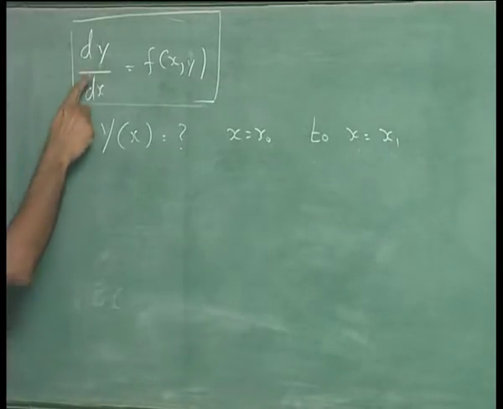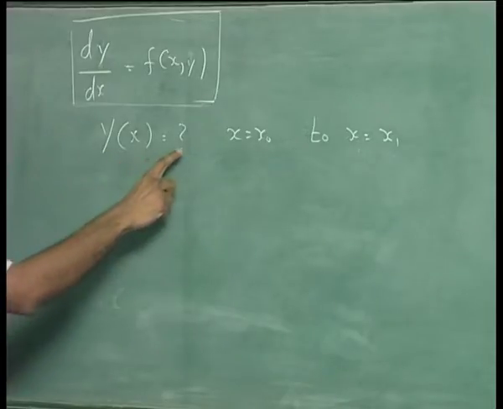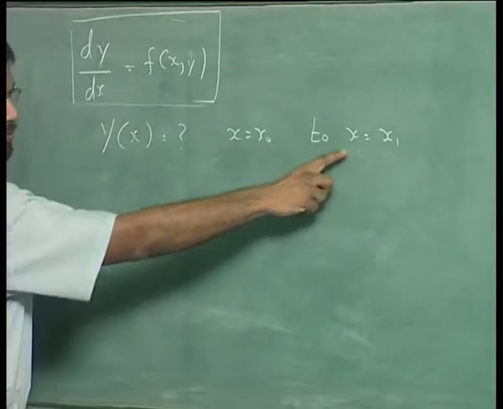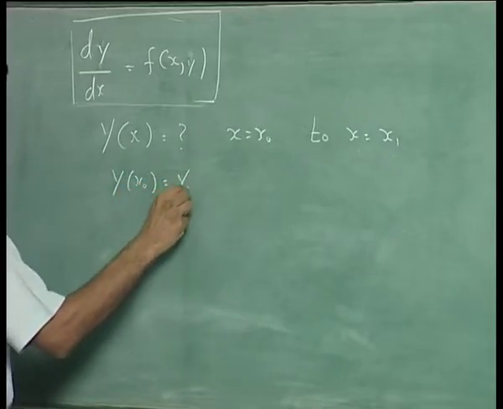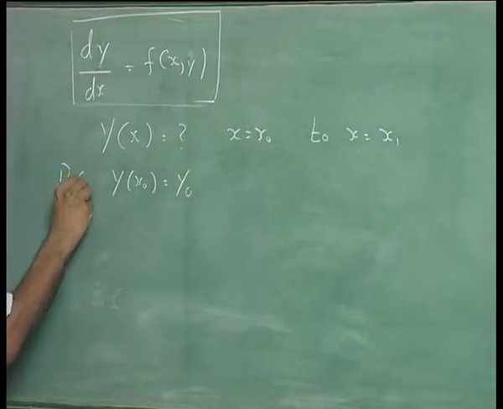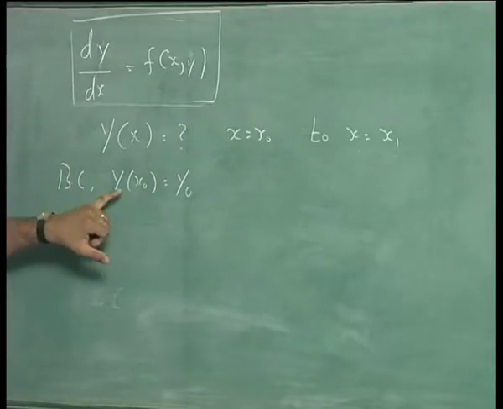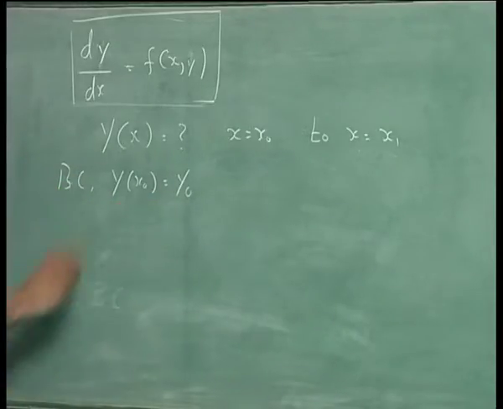So here, what we want to find is y of x at all values of x starting from x0 to x1, and we are given y of x0 as y0. That's a boundary condition given to us: y at x0 is y0. We need only one boundary condition because it's a first order equation. So how do we solve such an equation?